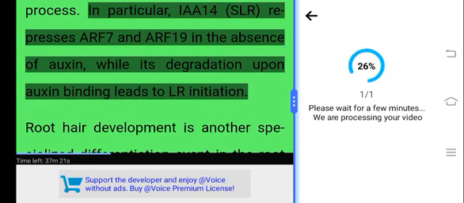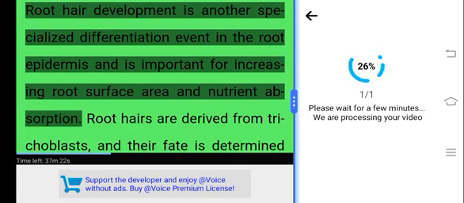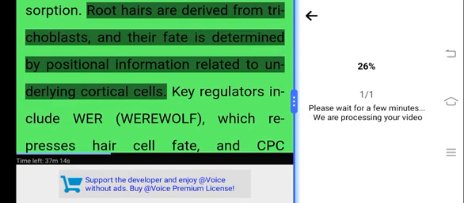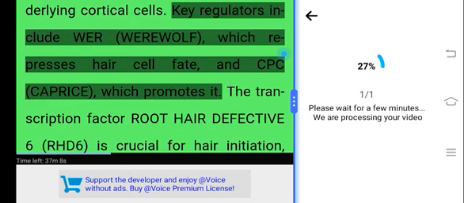to LR initiation. Root hair development is another specialized differentiation event in the root epidermis and is important for increasing root surface area and nutrient absorption. Root hairs are derived from trichoblasts, and their fate is determined by positional information related to underlying cortical cells. Key regulators include WER (WEREWOLF), which represses hair cell fate, and CPC (CAPRICE), which promotes it.